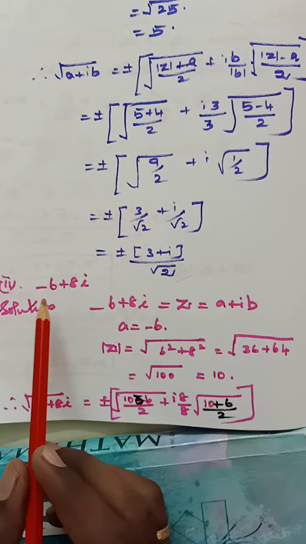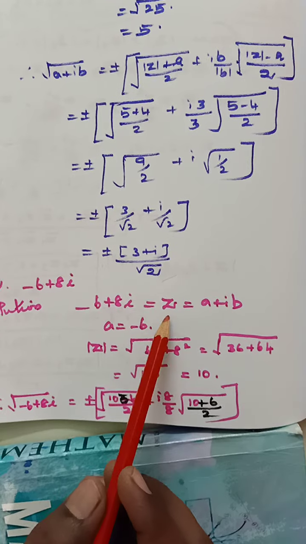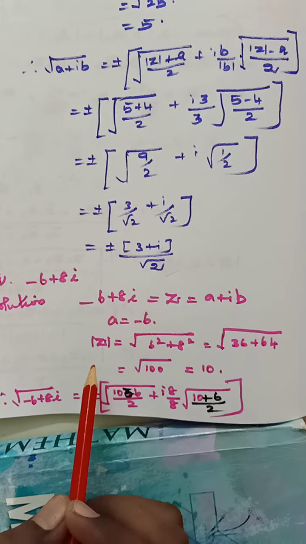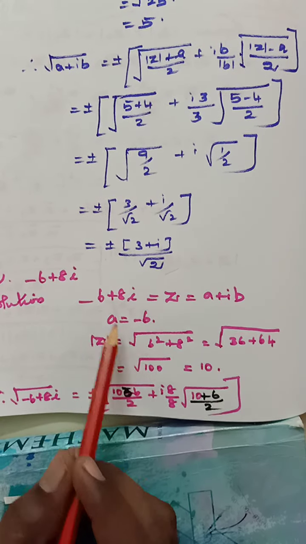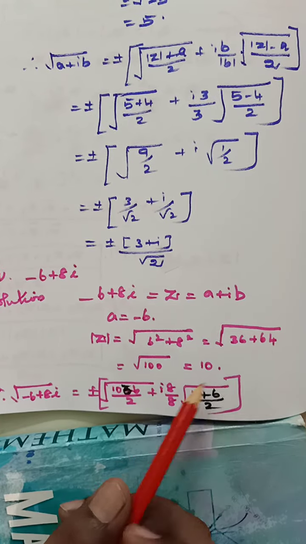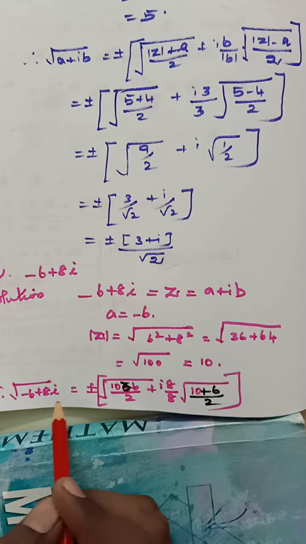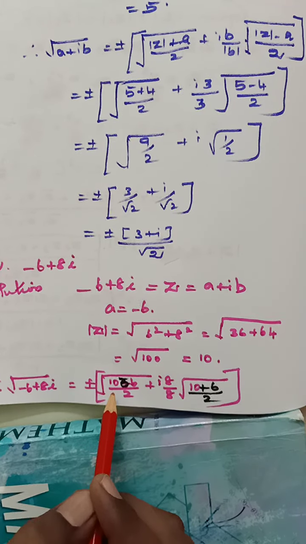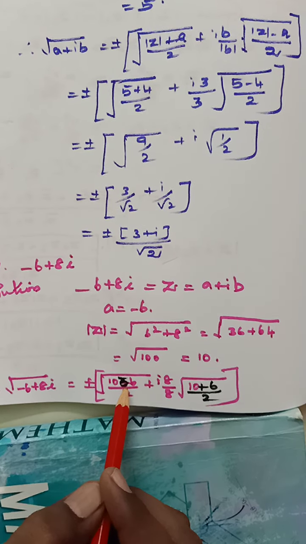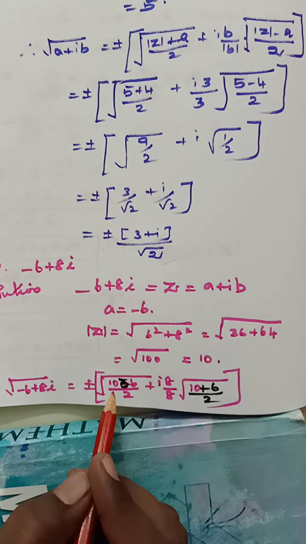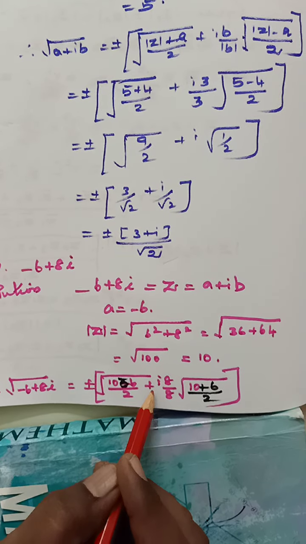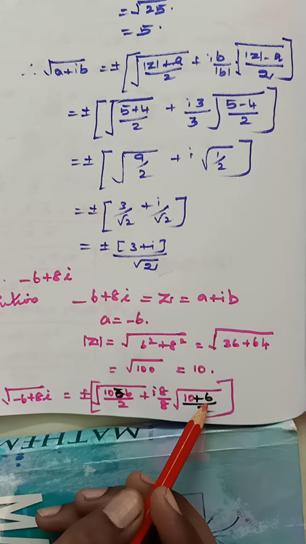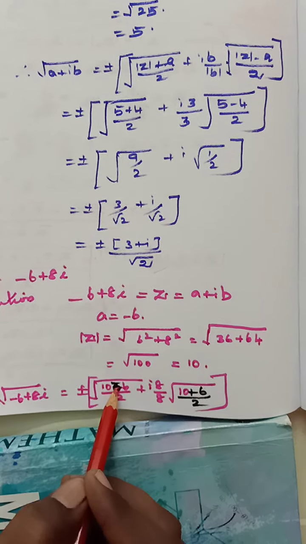Now the second one: minus 6 plus 8i can be taken as z, a plus ib, where a equals minus 6 and b equals plus 8. So mod z equals root of real squared plus imaginary squared, 36 plus 64, root 100, equal to 10. Therefore root of minus 6 plus 8i equals plus or minus root of (mod z plus a) by 2, where a is minus 6, so 10 minus 6 by 2, plus i into 8 by 8, root of (10 plus 6) by 2. Here a is minus 6, so here you will get plus, here you will get minus.